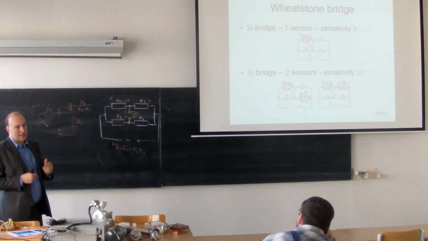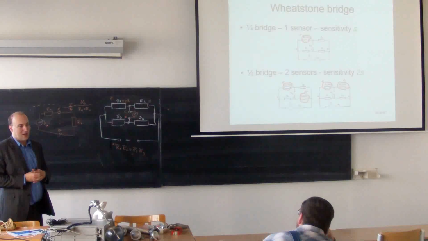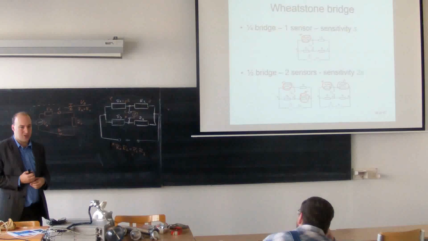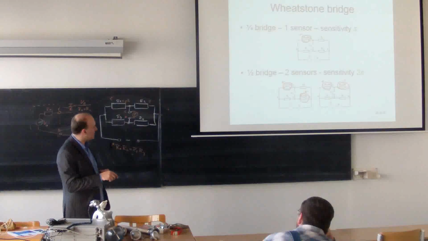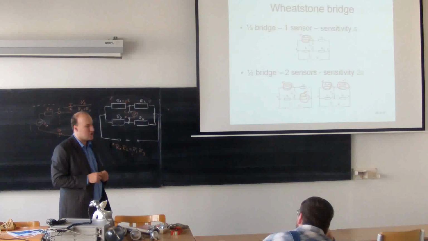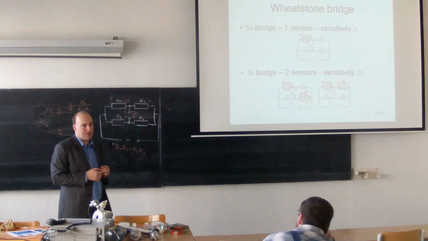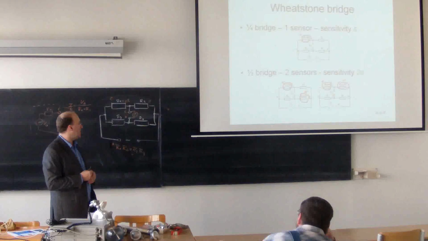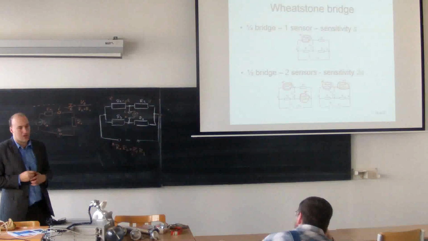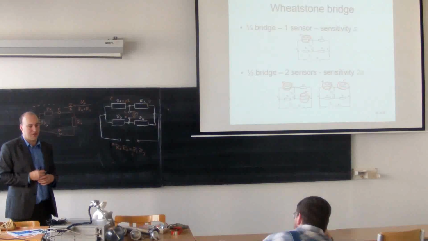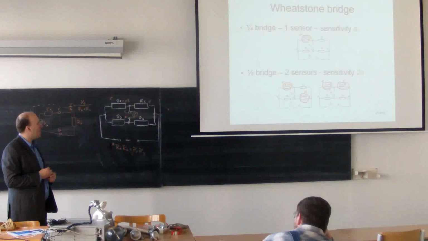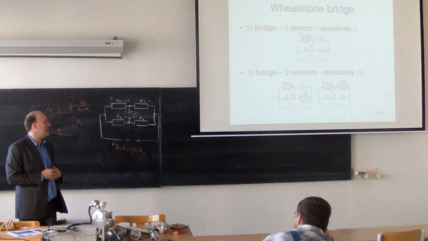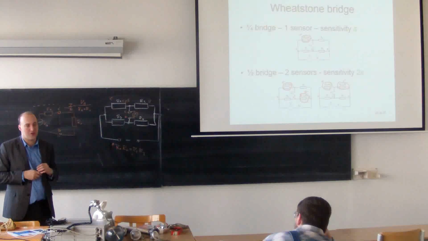If you compare the sensitivity between a one half range and a 1/4 range, you will find out that the sensitivity of one half range is doubled over the sensitivity of 1/4 range. That's the reason why we do this connection. We have higher sensitivity. Now, what about if I want even higher sensitivity and I can use more sensors?